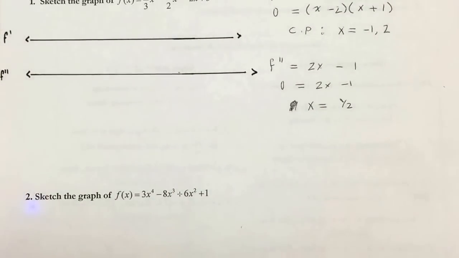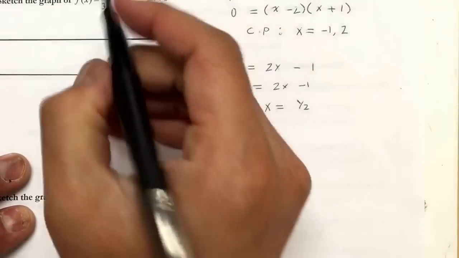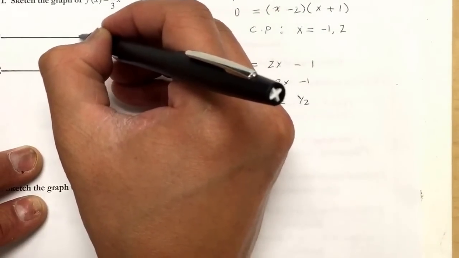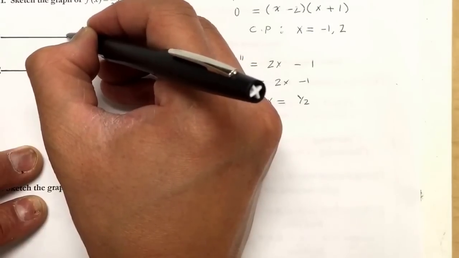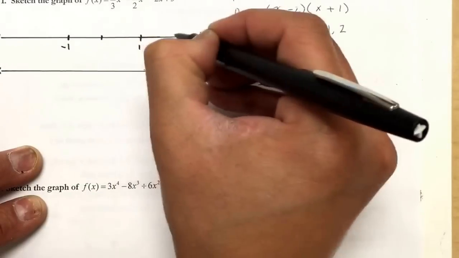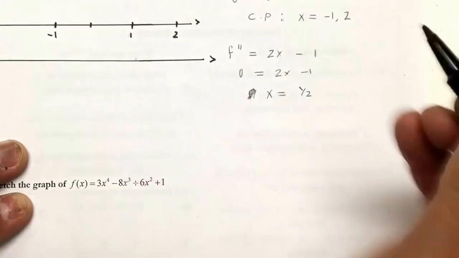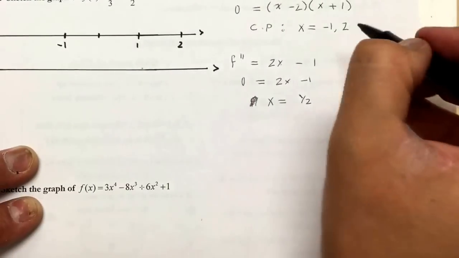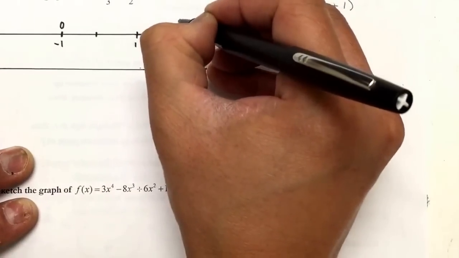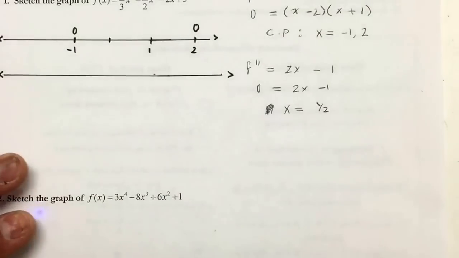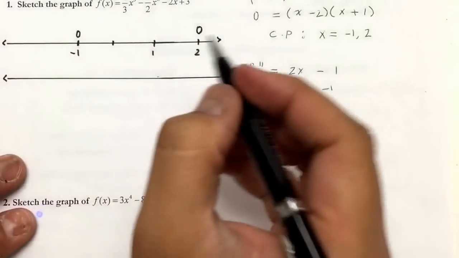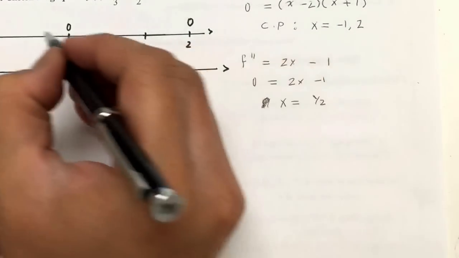We're going to go ahead and plot -1 and 2. So here's the middle, here's 0. Let's make this -1, 1, and 2. And the critical points are -1 and 2. So these are where the first derivative equals 0. And so we need to now go ahead and do a sign graph.